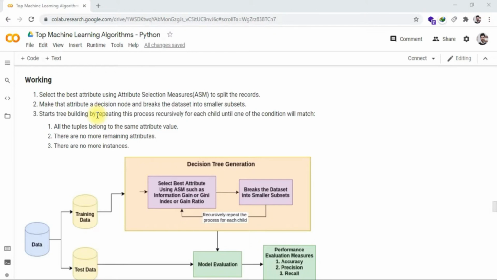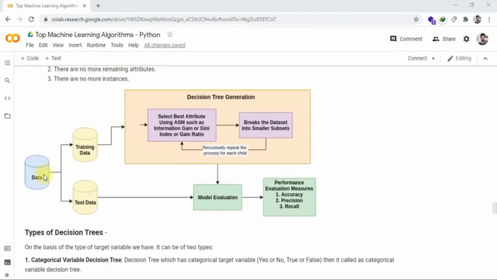Like all the tuples belong to the same attribute value, there are no remaining attributes, or there are no more instances. Like you see here, it works like this. When you give it the data, it is split into training and test. You give the training data to the decision tree generation, and all the process occurs here. It will select the best attribute using the ASM, and some of the ASMs are information gain, Gini index or gain ratio. Then it will break the data into smaller parts and continue repeating the process until it reaches a position that we give it.